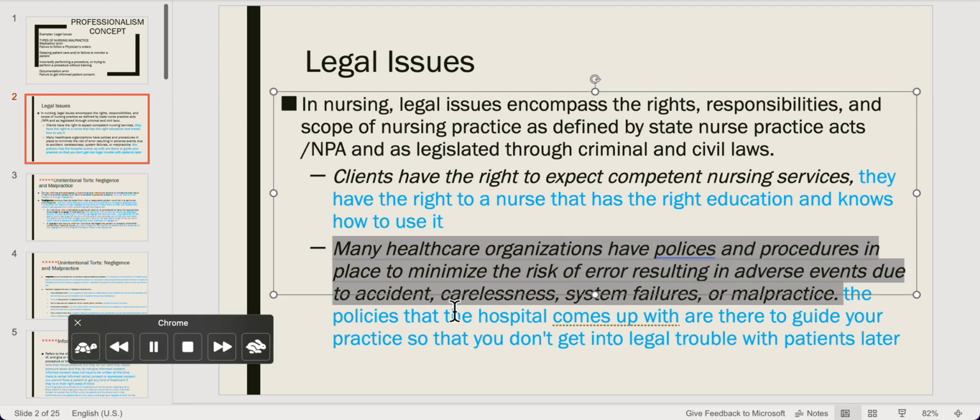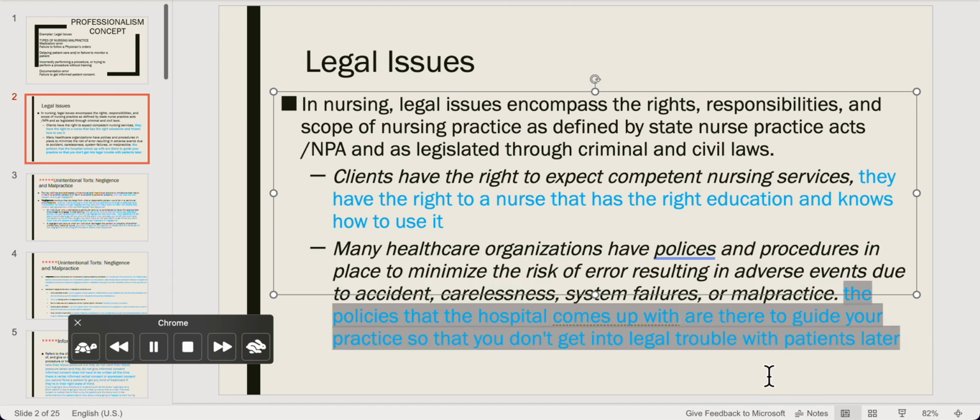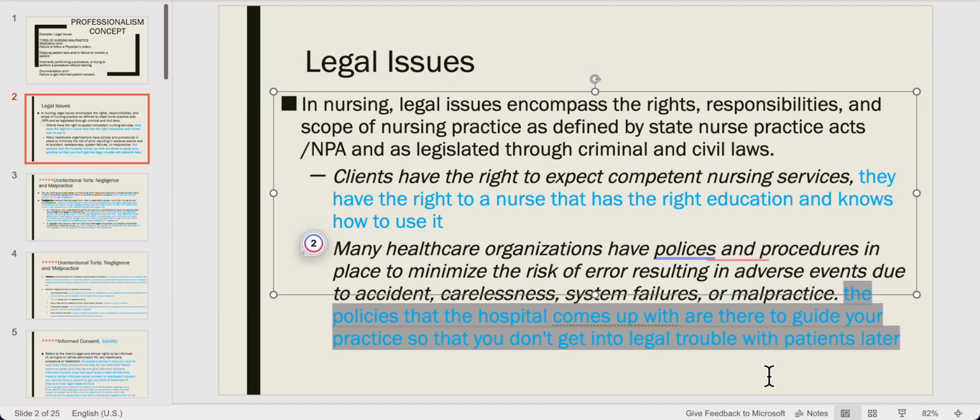Many healthcare organizations have policies and procedures in place to minimize the risk of error resulting in adverse events due to accident, carelessness, system failures, or malpractice. The policies that the hospital comes up with are there to guide your practice so that you don't get into legal trouble with patients later.